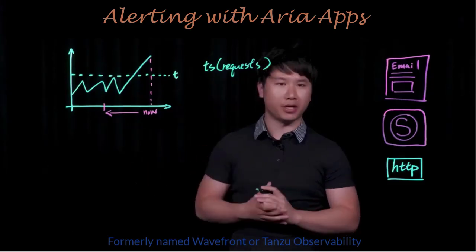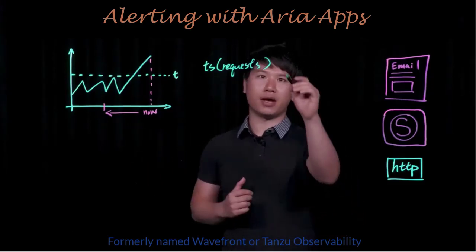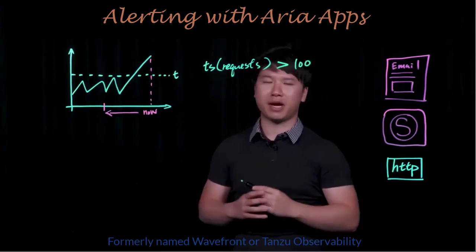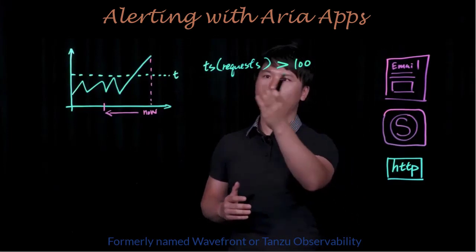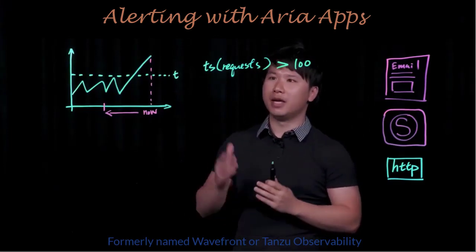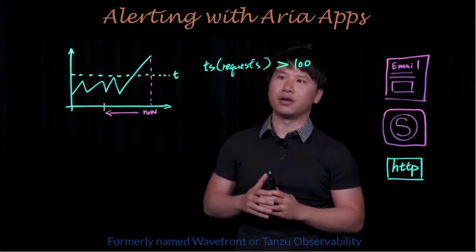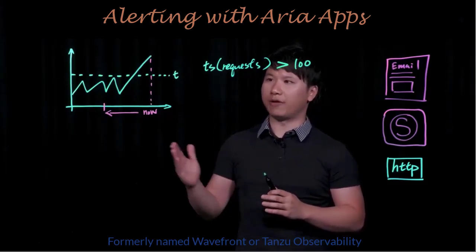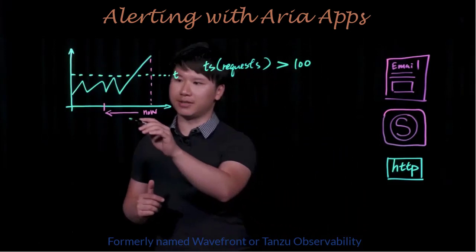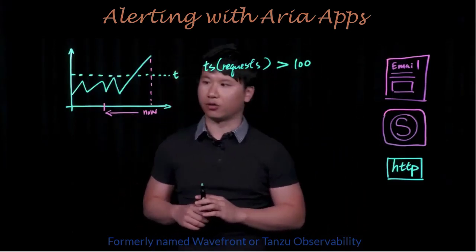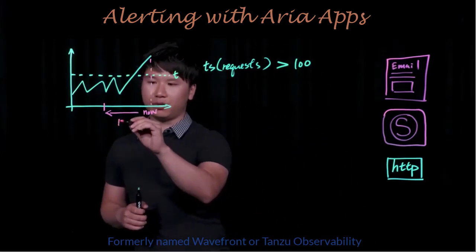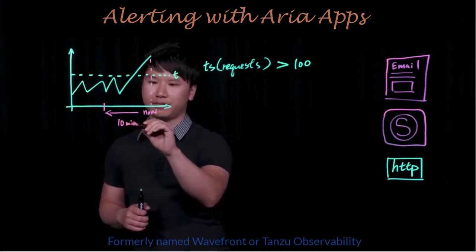So you probably want to put a threshold. The easiest way to do that is to actually just use a comparison operator. What this will do is tell Wavefront, hey, if the number of requests goes above 100, then trigger the alert. What Wavefront allows you to specify as well is the time that it takes for this alert to be true before it begins to fire. Let's say for this example, you specify 10 minutes.